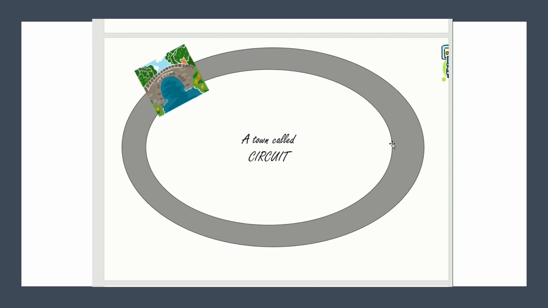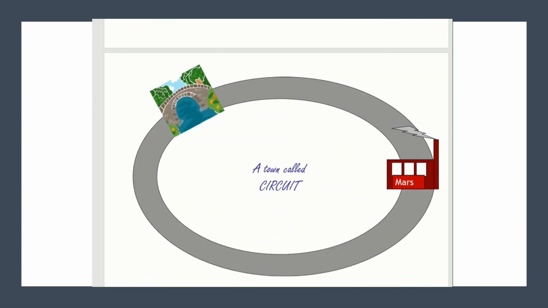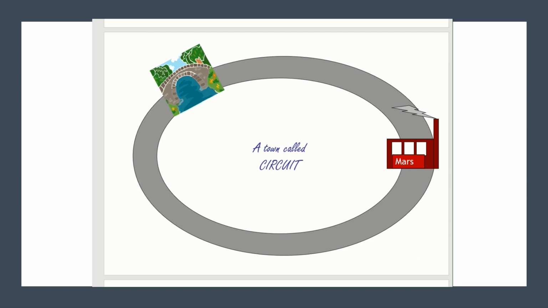Now, there'd be no reason to have any vehicles on the road if you just had a bridge and a circuit like this. This is a town called Circuit. So what we're going to do is put something very special in this town, because this town has a Mars bar factory. Mars bar is very important because Mars bars give you energy. So here we've got a factory producing energy in the form of Mars bars.